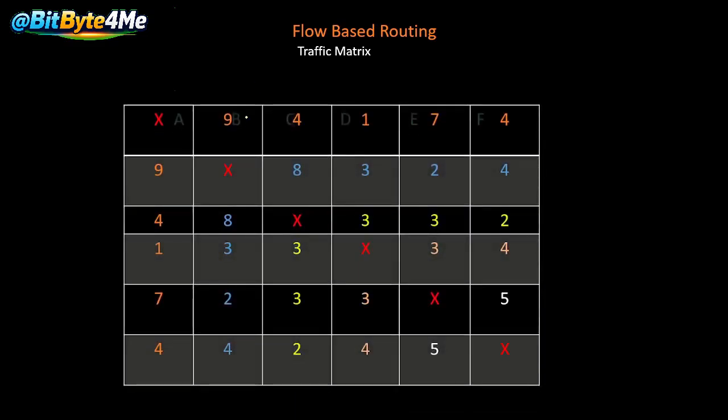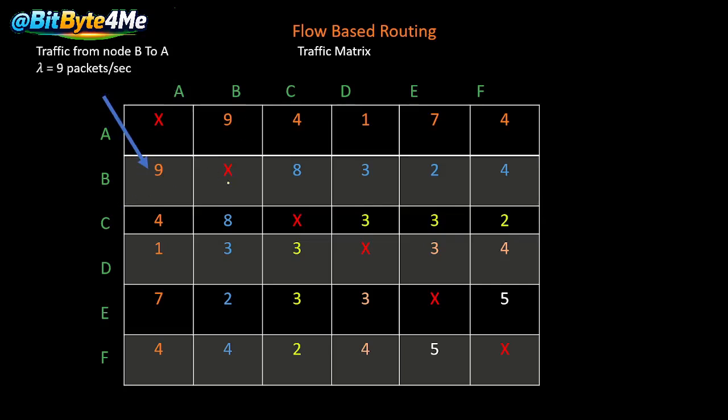this matrix, which is showing the traffic on different routes. So A to A traffic is 0. Similarly, B to B traffic is also 0. This is C to C 0, D to D 0, E to E 0, and F to F 0. These are 0 because there is no traffic from A to A. So the traffic from node B to A is written here, and this represents lambda.